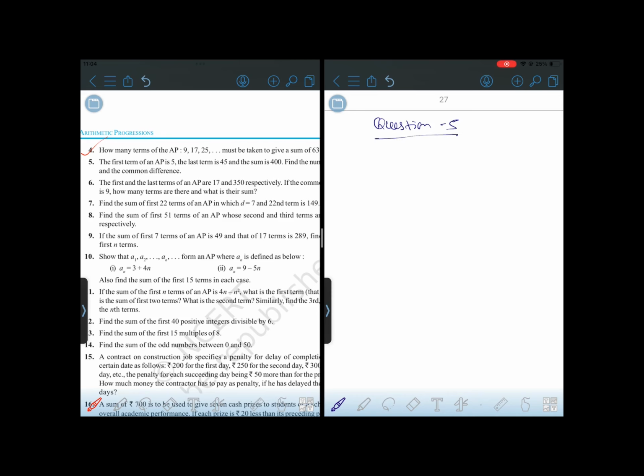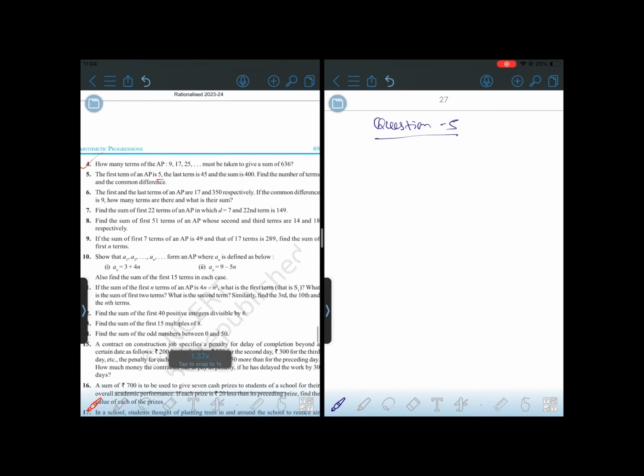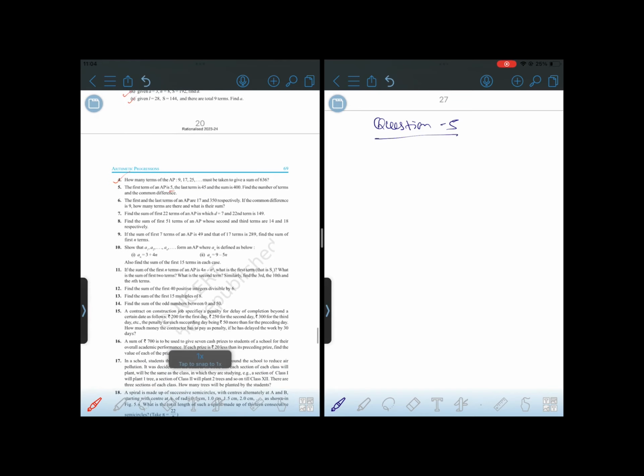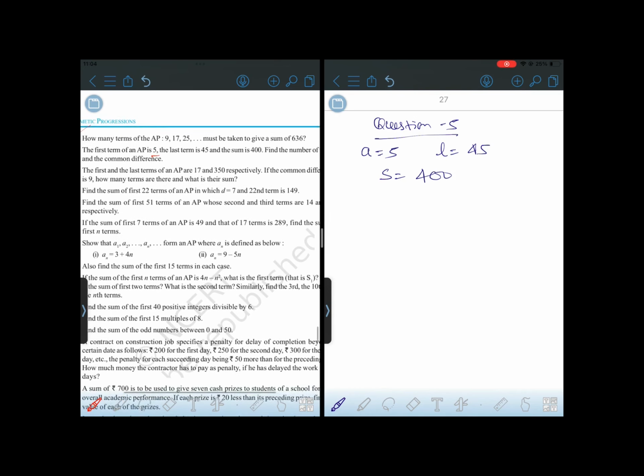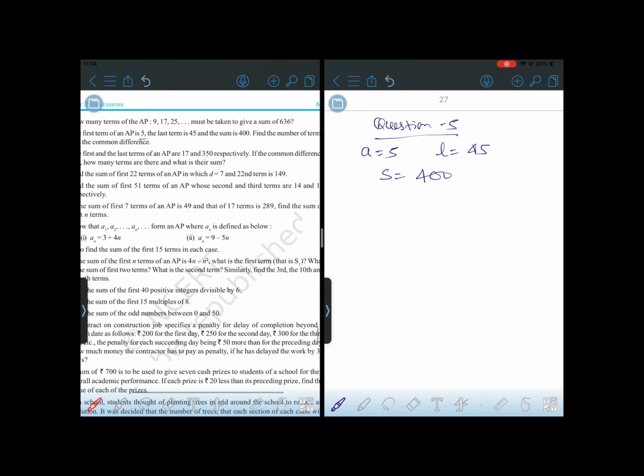Question number 5. So in question number 5 it says that the first term of AP is 5, right? So we are given the first term of AP, that is A is equal to 5, and last term is 45. So L is 45, and the sum is 400. So S is equal to 400. And find the number of terms and common difference. So we have to find out the value of n and common difference.